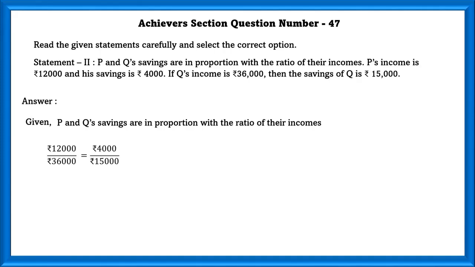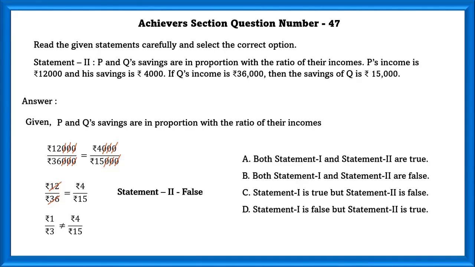Now let us check if this is actually in proportion by simplifying it. As we can see here, 12 by 36 can be simplified into 1 by 3. 1 by 3 is not in proportion to 4 by 15. So this statement is false. So the answer is the C option.